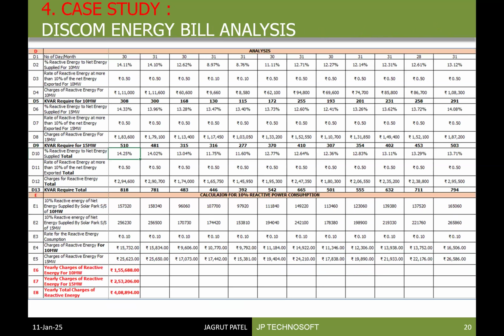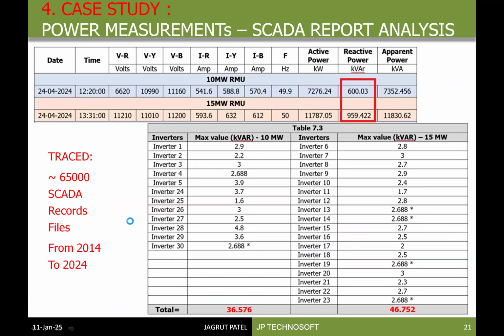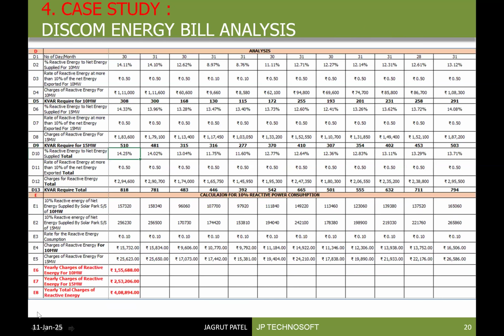This is a screenshot of the energy bill analysis. We could come to know that annually they are having approximately 4,08,000 penalty on reactive energy mismanagement, since they were not having any facility for reactive power management. So for reactive power consumption as well as reactive power export, for both they were getting penalty. So the penalty in rupees was around 4 lakhs per annum. This is the outcome of the energy bill analysis.